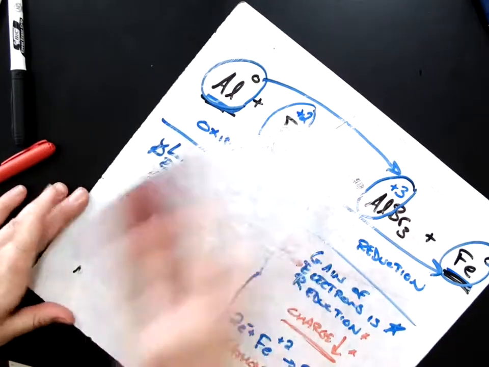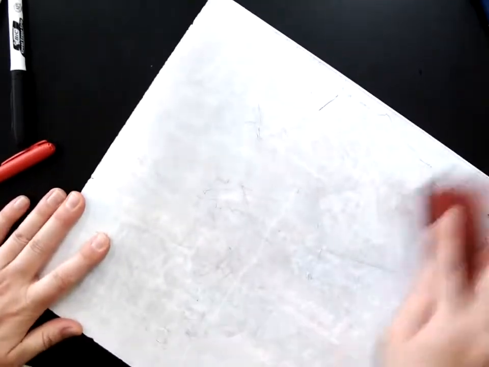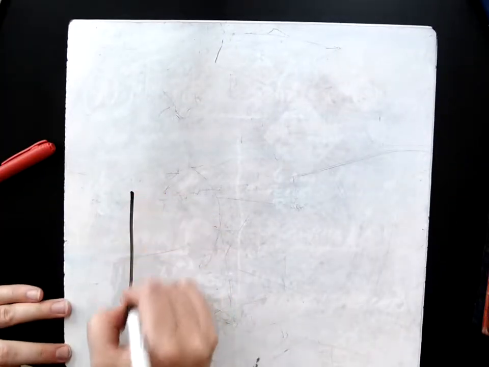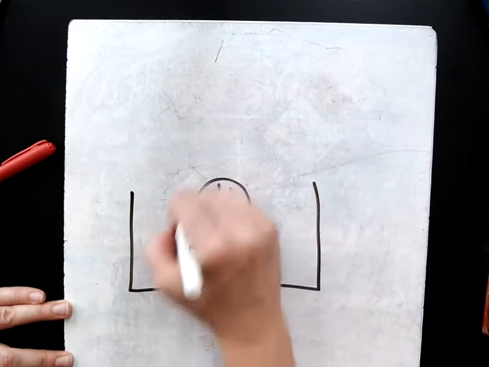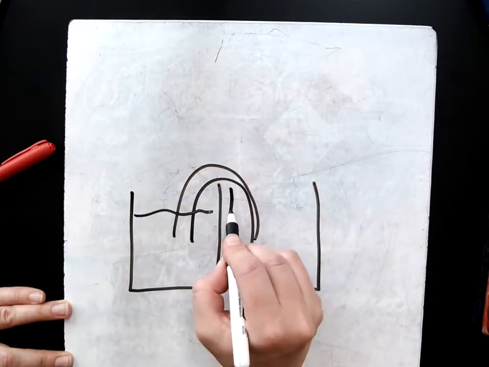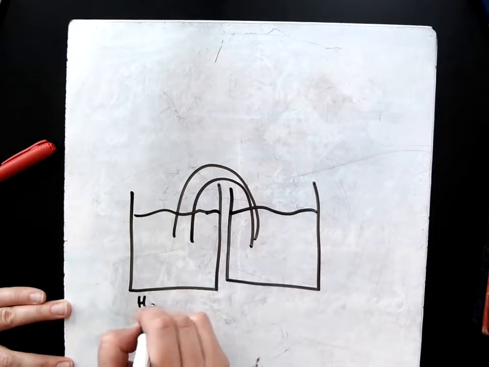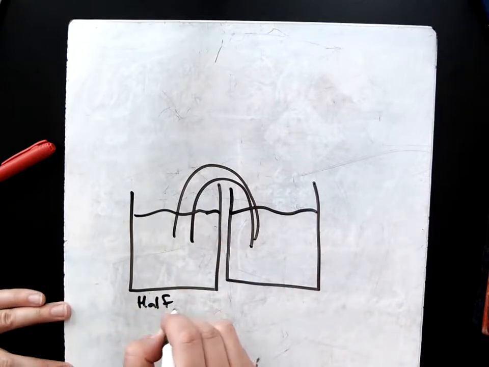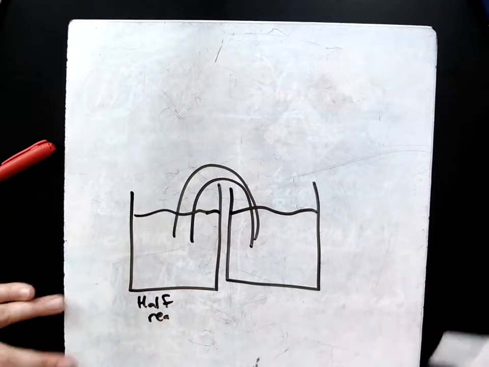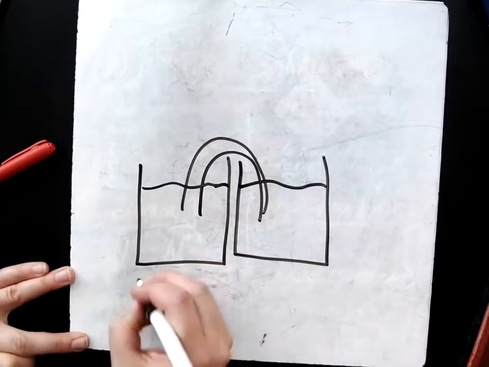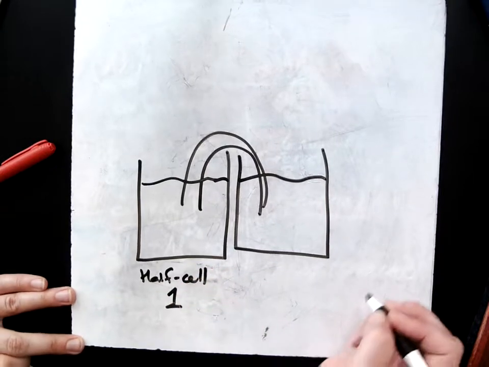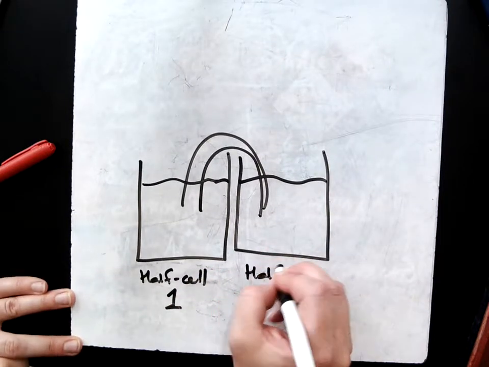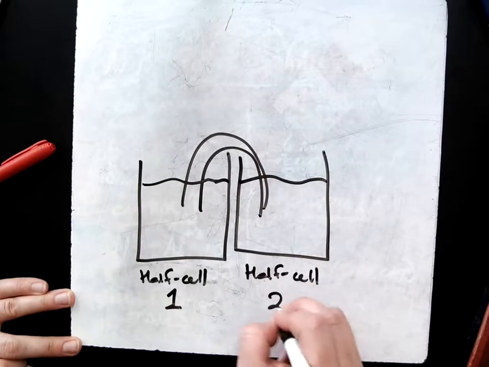If we had a voltaic cell, first of all, you would recognize that it's a voltaic cell because it would be in two separate containers connected by a salt bridge. One of the half reactions would happen in half cell 1, that's what they're going to call it, on the left, and the other half reaction will happen in half cell 2 on the right.